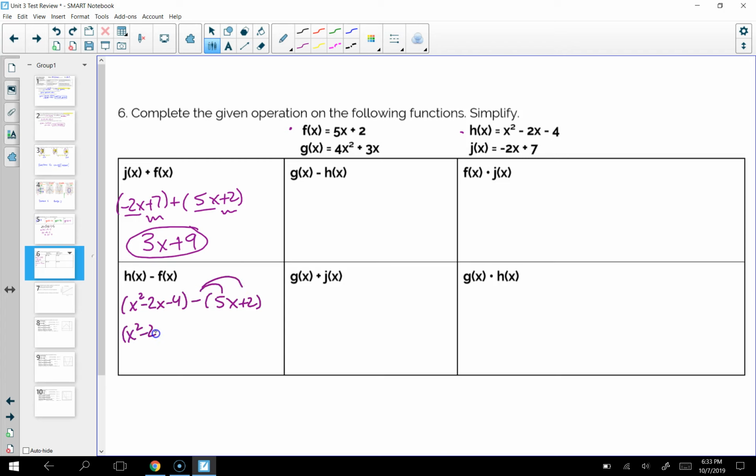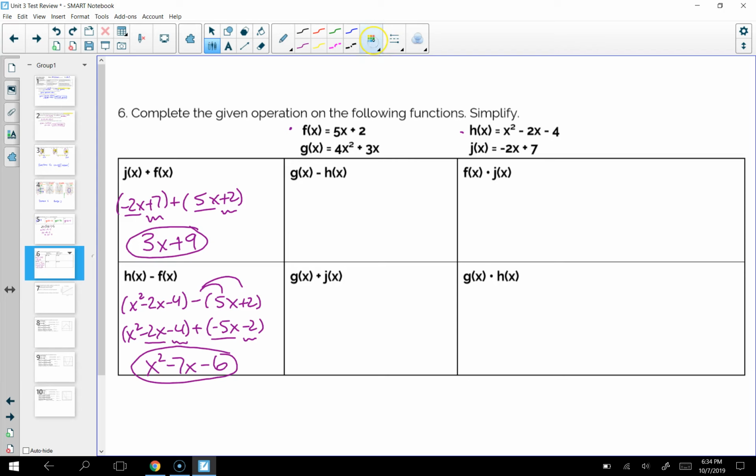So we get x squared minus 2x minus 4. Now it's plus in the middle. We change all the signs now. This becomes minus 5x. This becomes minus 2. Alright, combine like terms. Nothing else has an x squared, so that's just going to stay here. Negative 2x minus 5x gives me a negative 7x. And then negative 4 minus 2 gives me a negative 6. So when we do h minus f, that's what we get.